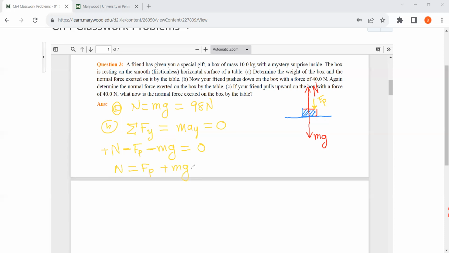So Fp is 40 Newton, right, and mg is 98 Newton, which we already calculated in the first problem, number A. So in this case you see that the normal force is 138 Newton, which is different from the last problem. So you see that normal force is not always equal to the gravitational force. For some problems it is equal to the gravitational force, but it is not always the case.